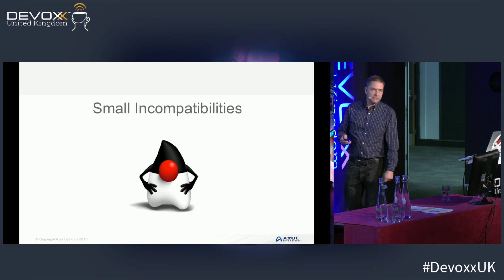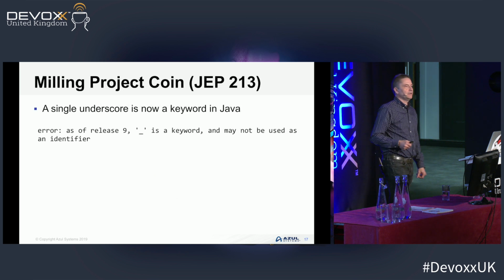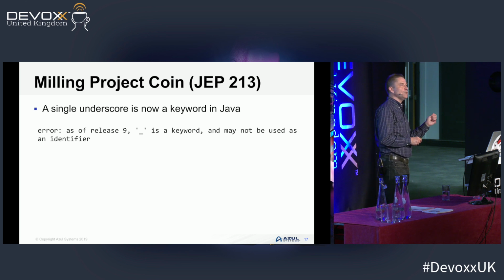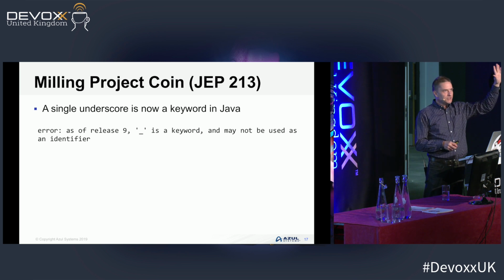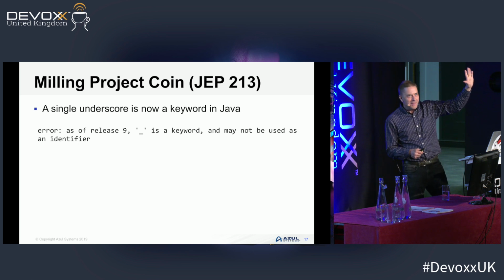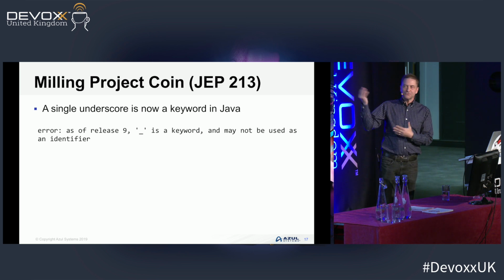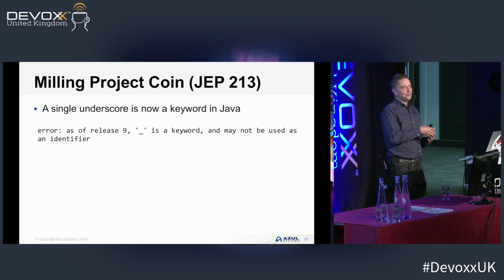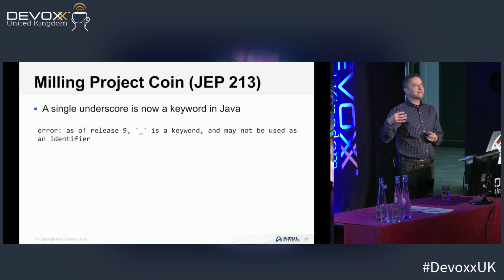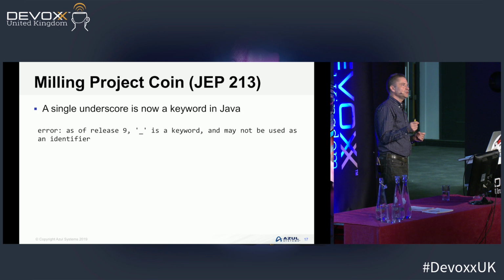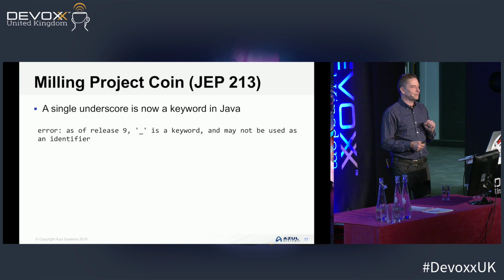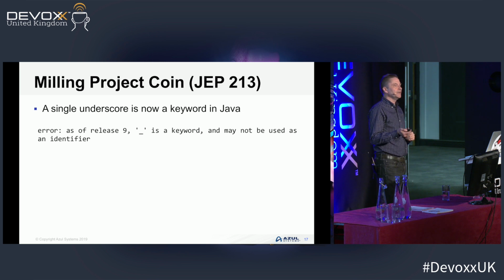Small incompatibilities with JDK 9. One of these was a slightly bizarre change, which is that the single underscore in JDK 9 became a keyword in Java. Anybody here use a single underscore as a variable name? No, okay, interesting. So as of JDK 9, you can't use a single underscore as a variable name because it's being reserved for future. At some point, Lambda expressions will use a single underscore so that you can hide, in effect, a parameter that's not used in the body of the Lambda expression. So that's the reason why they changed that.